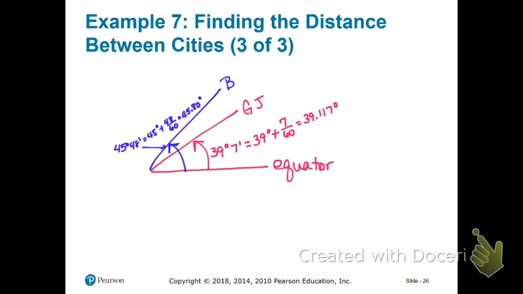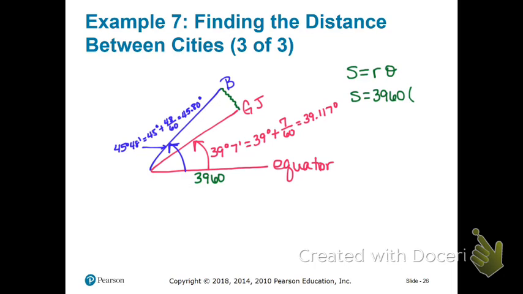Okay, so now we know our angles. But remember, now we're looking for the distance between these two cities. So we're looking for the arc length right there. And so we know that our arc length is equal to the radius times theta. Well, we know our radius because it tells us up there, use 3,960 miles as the radius of Earth. So the equator part right here, the part we're looking at, it's 3,960. So there's our radius.